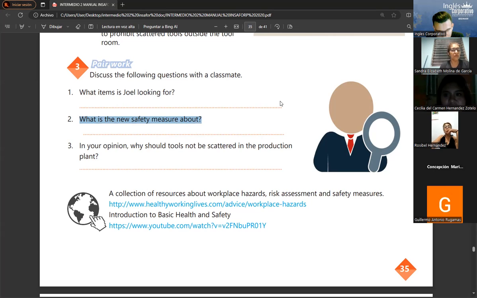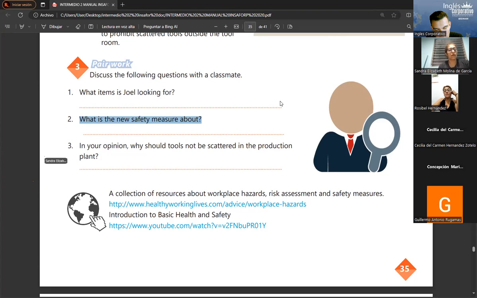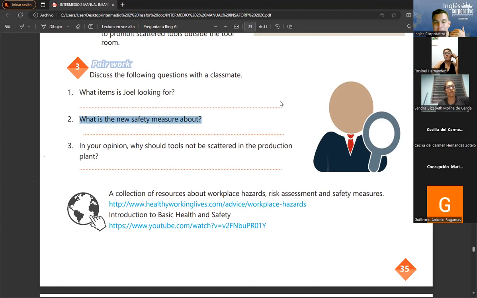Required to wear ear protection. Okay, gloves. One more time, please. They are required to wear ear protection, gloves. Excellent. Reflective vest, protection belt, helmet, jacket, rubber boots, ear plugs, store tools in proper location. Okay, exactly. The new safety measure is that they need to wear many things to protect their bodies. For example, goggles, ear plugs, boots, etc. Thank you, Miss Sandra.